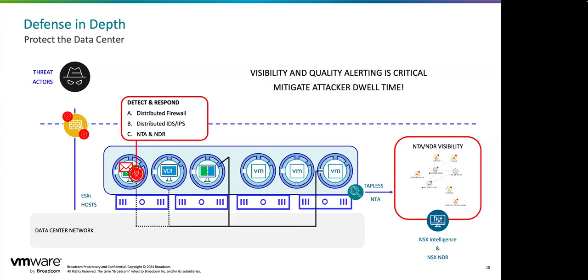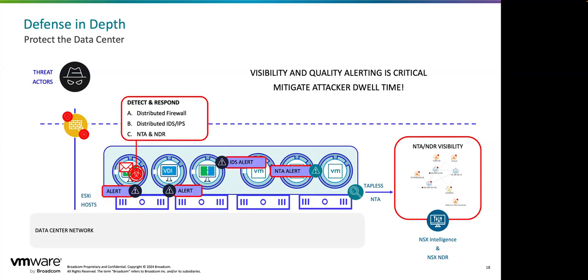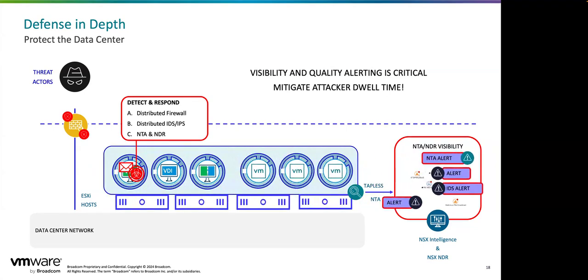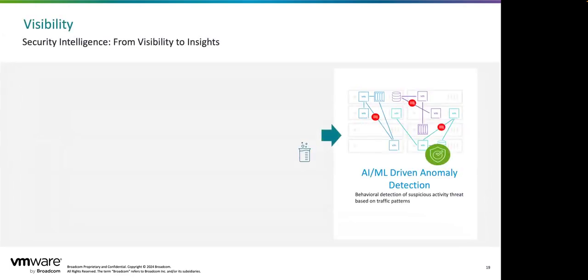If there's an attempt for lateral movement, we've got visibility and alerting to be able to mitigate attacker dwell time in the environment. We can receive IDS alerts, NTA alerts to let us know when these types of events are occurring. And all of this ties into our intelligence and NSX NDR to be able to correlate the traffic to know when there is an attack campaign in the environment.